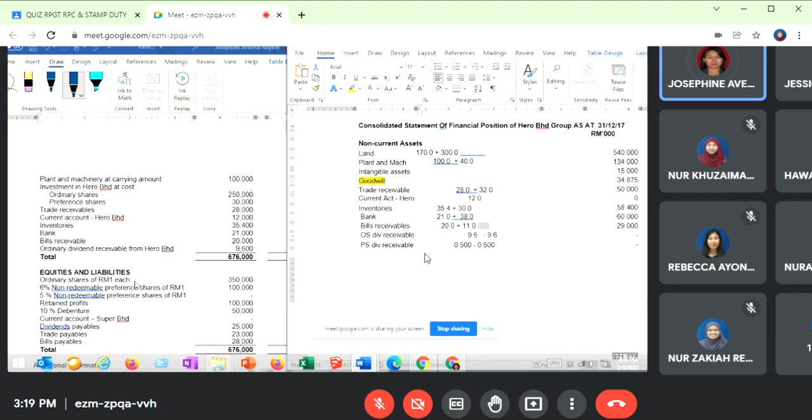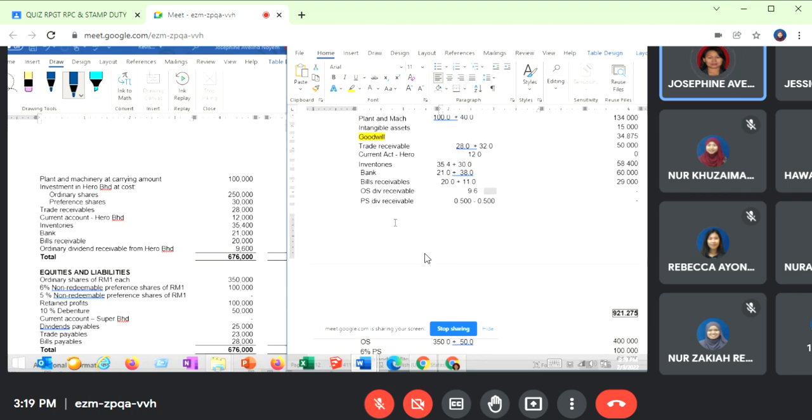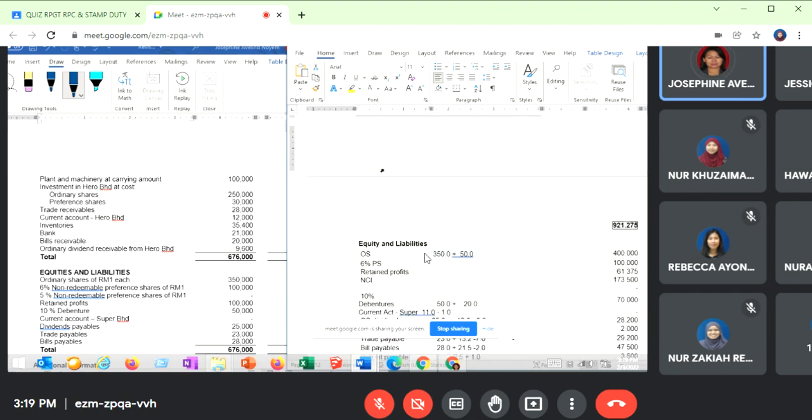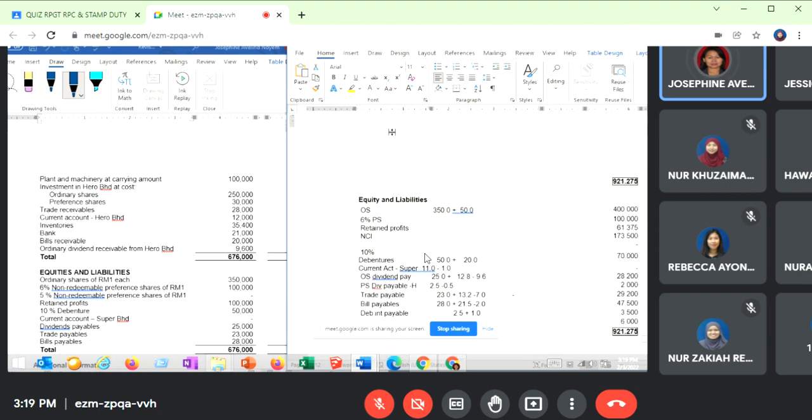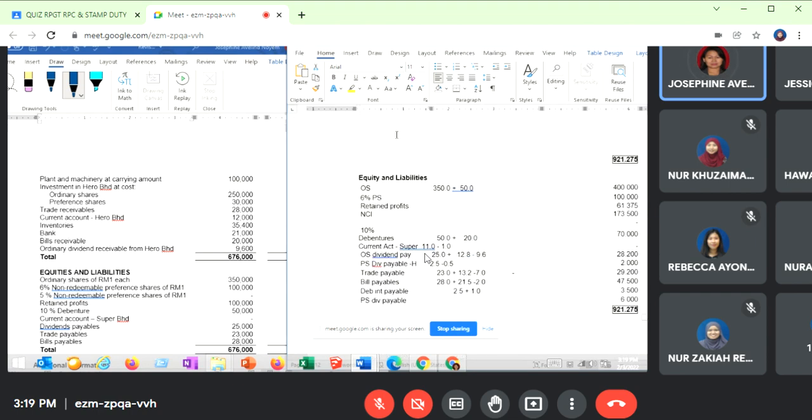Okay, ordinary dividend receivable. You just put in the figures first. Okay, but don't put it here yet. Just here. This is your working. Very important working. Okay, preference. You just put one line item here. One or two line items. Okay, just put blank lines for any other adjustment. And then you move on to equity.